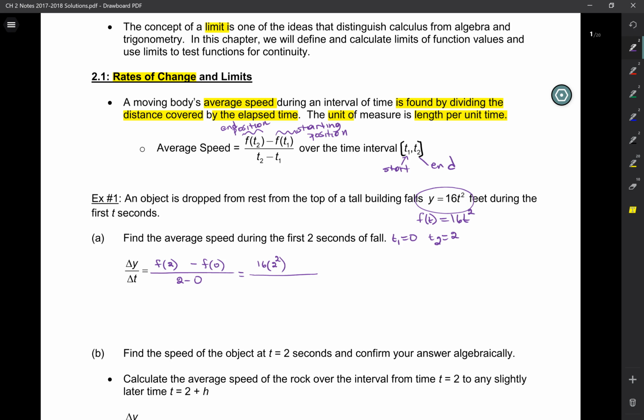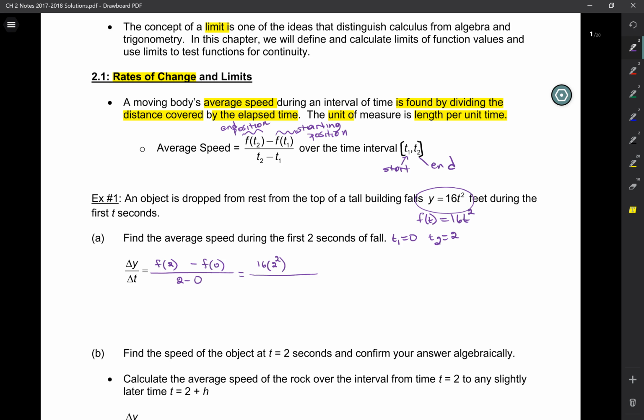Why did you use 2 for t? Because I'm asked what happens in the first 2 seconds of fall. So in the first 2 seconds of fall, I'm going from time equals what to what? I'm going from time equals 0 to time equals 2 seconds. And why did you plug in 2 then for the distance? Well, because what is average speed? Final distance minus initial distance. I'm now looking for the final distance, and then I'm going to do minus the initial distance.